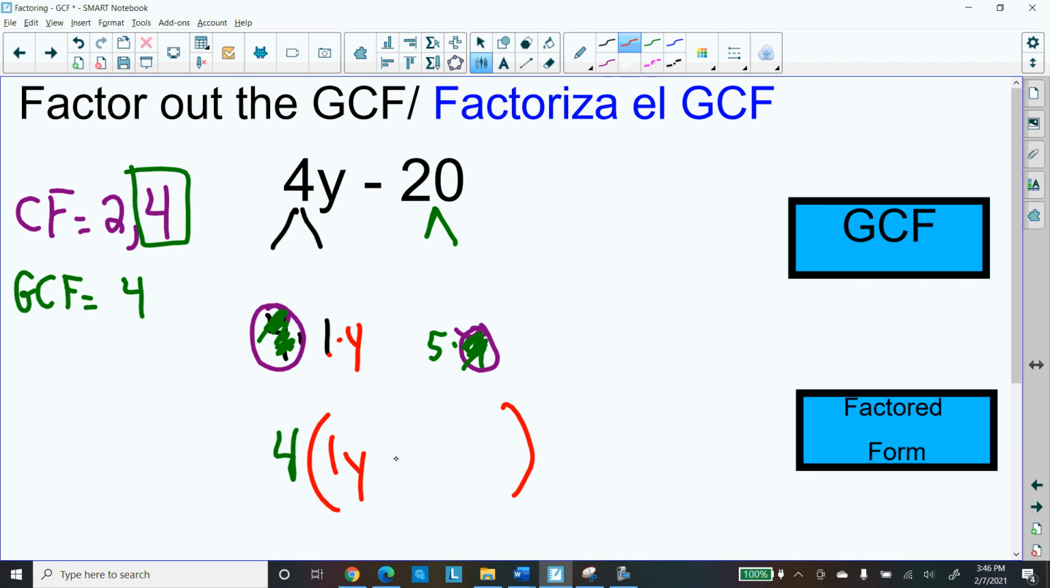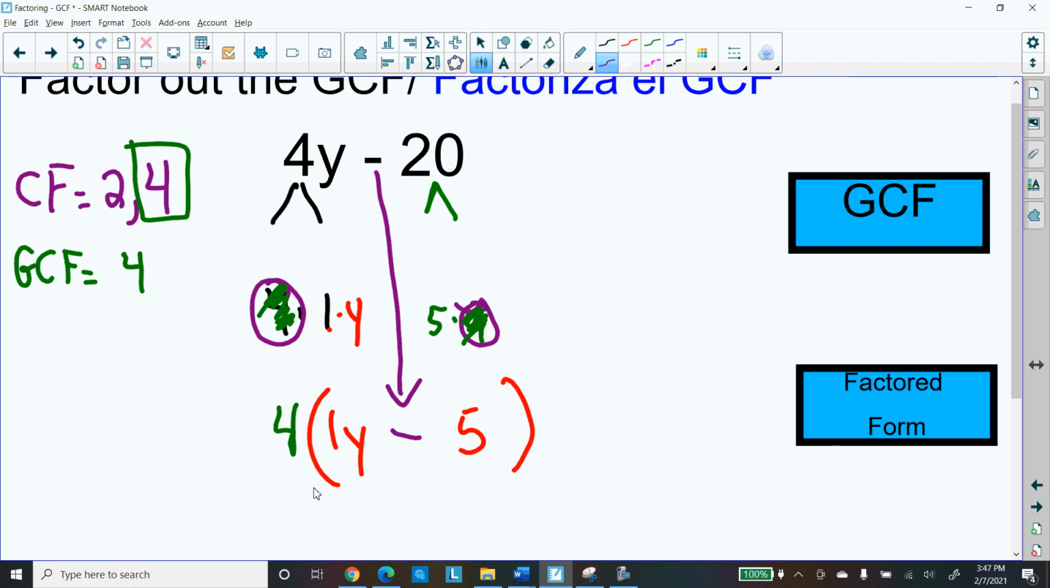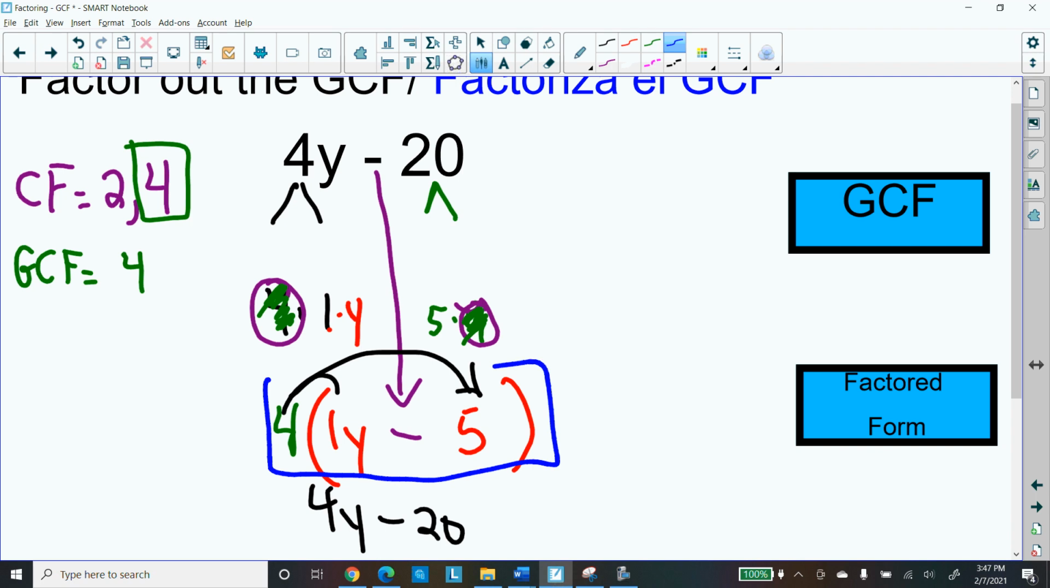1y. I don't have to write the 1, by the way. I have a 5, and now I got to bring down the sign that's in the middle, which is a minus sign. So there's my factored form, and I can check it to see if it's correct when I multiply it back out. So 4 times 1y is 4y, and 4 times minus 5 is minus 20. So it does check out, so it lets me know that this is my answer in factored form.